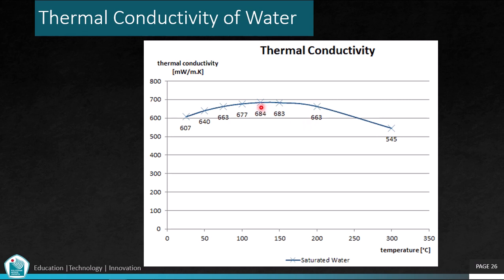We can see that the highest point of the thermal conductivity of water is around 150, like in this point. So this is 664 milliwatt per meter Kelvin. However, when the temperature is increased further, the thermal conductivity also decreases. So it increases to the peak point and then decreases.